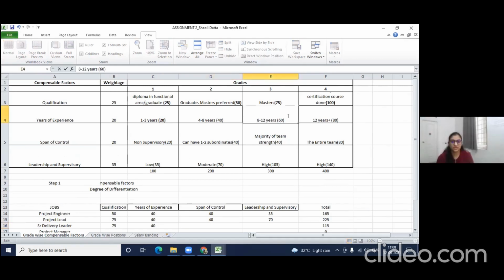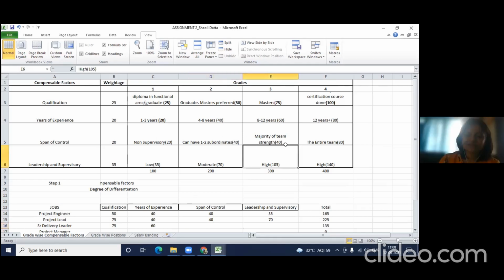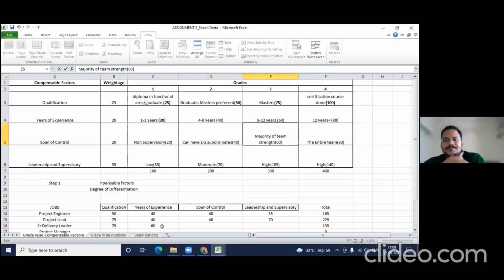This below one will also be 60. Where it is majority of the team strength, then it should be 40 again. Span of control should be 60 for this person. Here also it is 60. It has to be 60.